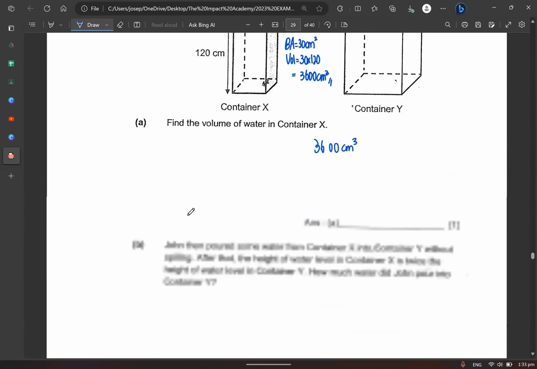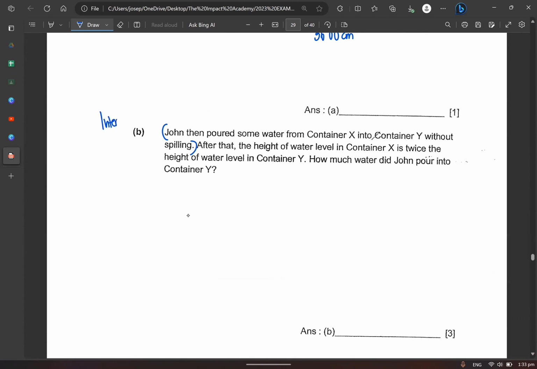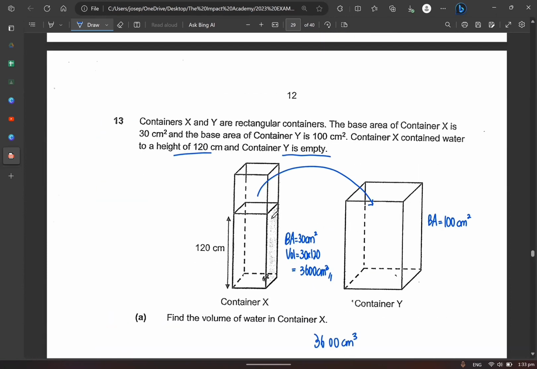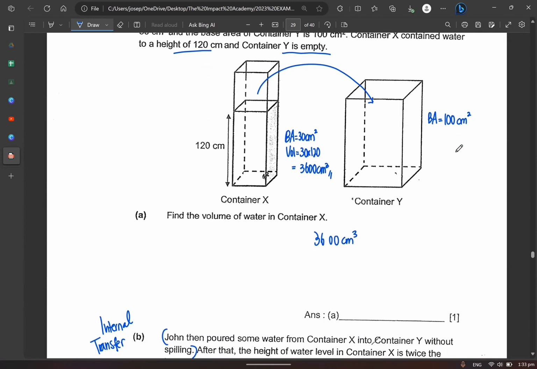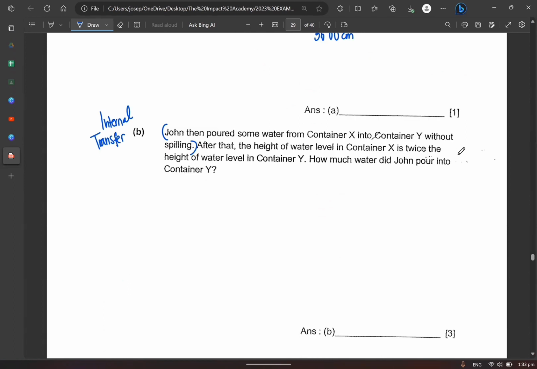It is once again an internal transfer question. Now why is it internal transfer? Because I'm transferring water from here into Y. I'm not transferring out. I'm transferring water from here into Y. I am not transferring out. So what we want to do is, of course, to find out what is the before, and definitely there is some transfer there, so there is an after.